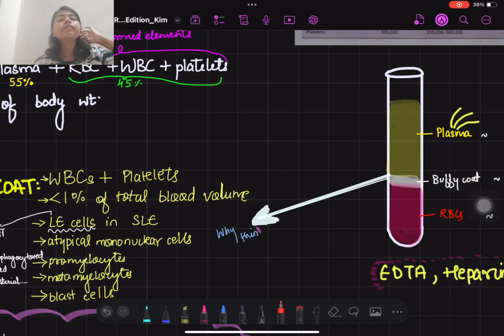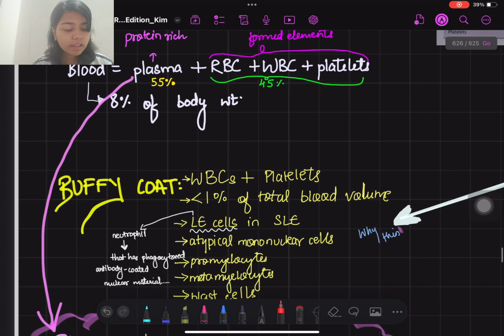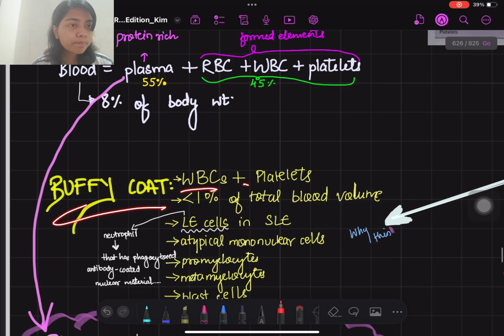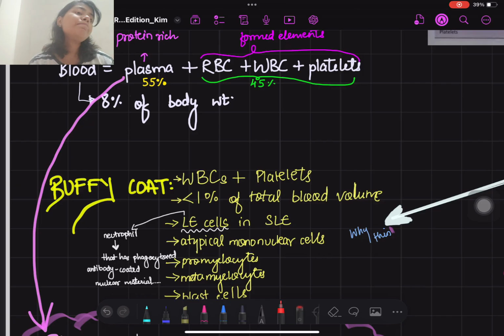Buffy coat is a very thin layer. Why is it a thin layer? Because in comparison to the RBCs, the quantity of WBCs and platelets is very less. So buffy coat will have WBCs plus platelets, and it is occupying approximately less than 1% of the total blood volume.